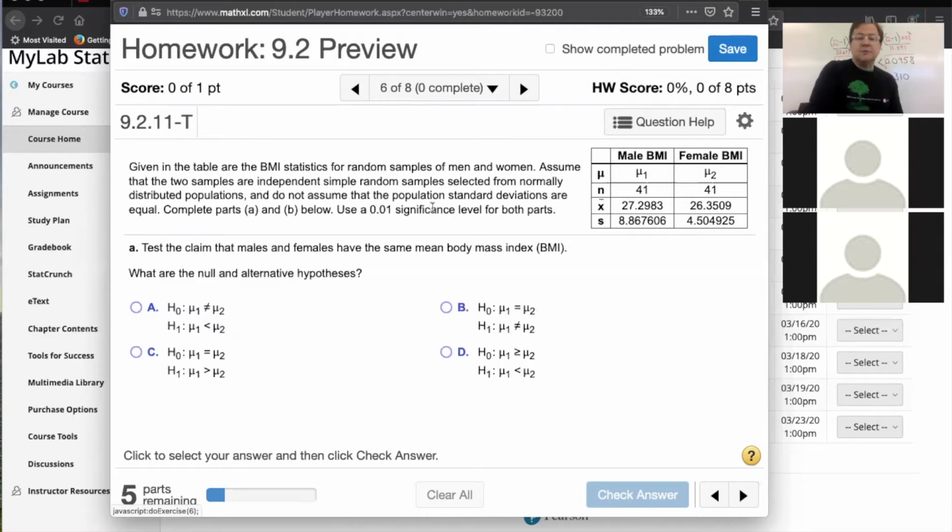Assume that the two samples. What I'm doing is I'm rereading everything. What I'm looking for is the claim. And actually, I think it's found right here. It says, test the claim that males and females have the same mean body mass index. That's the claim right there. In particular, males and females have the same BMI.